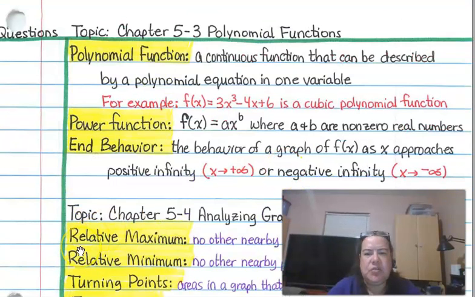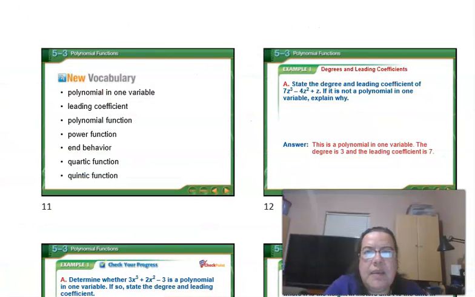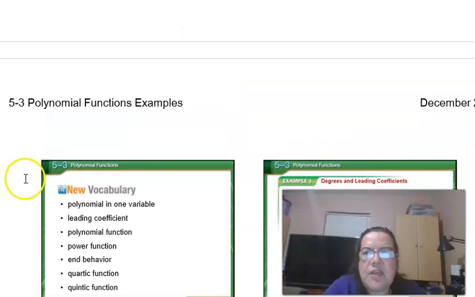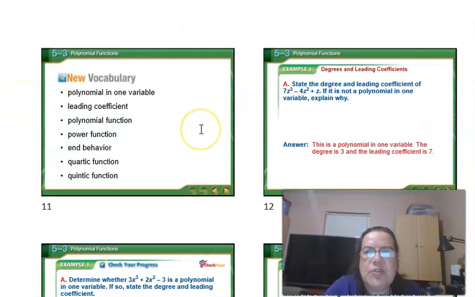So that is what you'll be learning in section 5-3 for polynomial functions. Let's look at your packet. In your packet for 5-3 polynomial function examples, the first thing you see is some vocabulary words that we went over quite a few of already. So make sure you familiarize yourselves with those and have all of these.